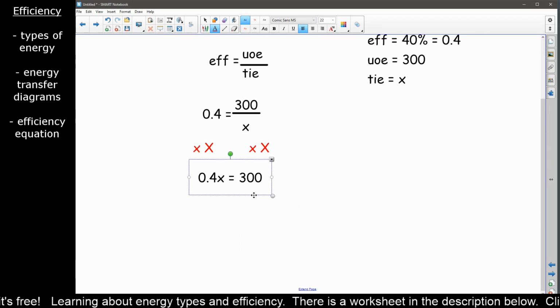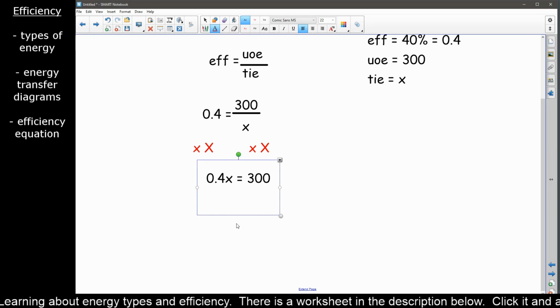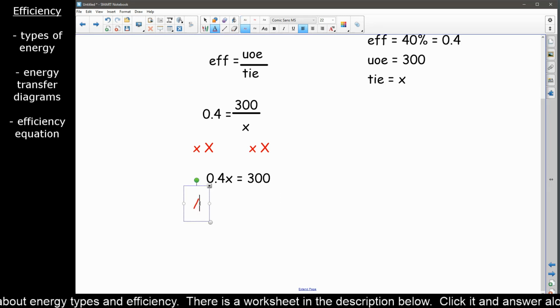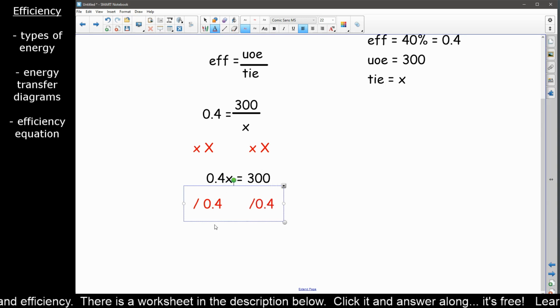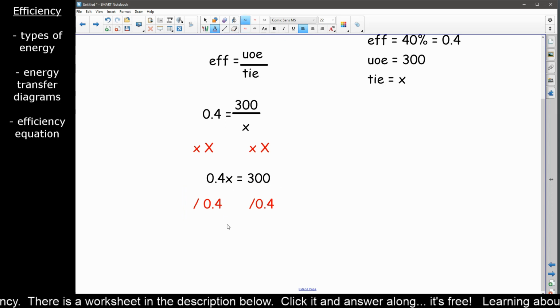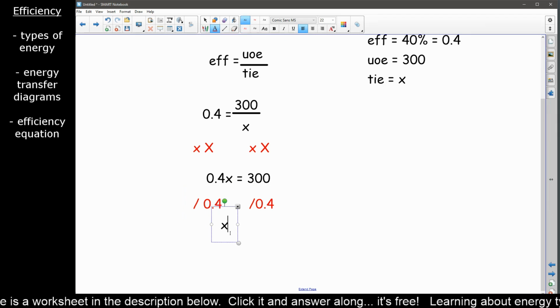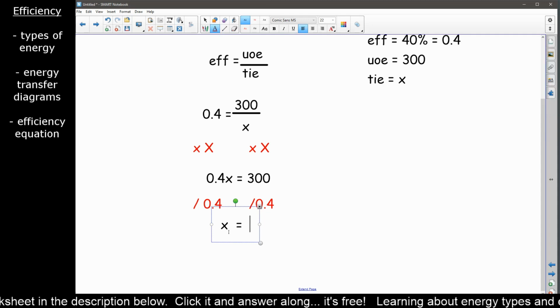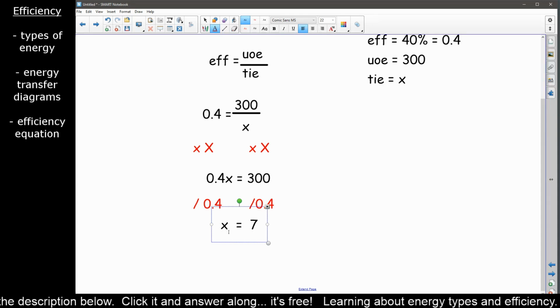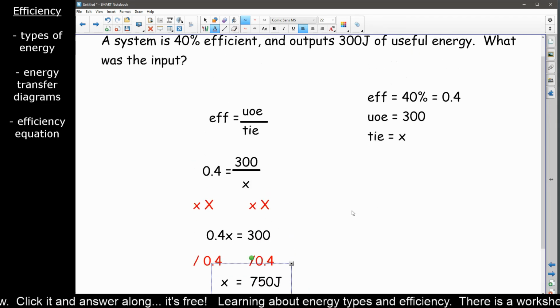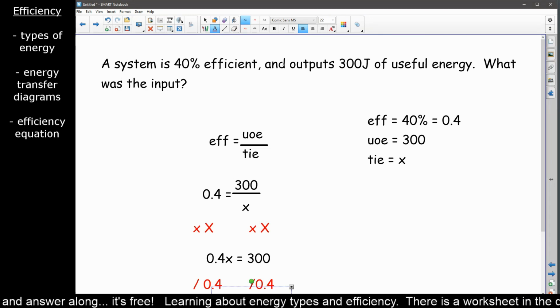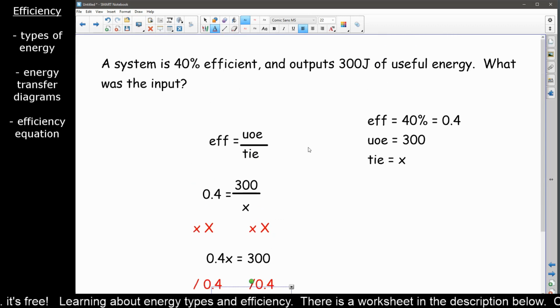But we don't want 0.4x, we want just x. So what we need to do here is divide both sides by 0.4, because 0.4 divided by 0.4 gives me 1. So that's 1x, or x, is equal to 300 divided by 0.4. You head back to your calculator and you get 750. So my answer here is 750 joules, and I can just check that's reasonable. A system is 40% efficient, it outputs 300 joules. What was the input? Well, the input's 750, that's bigger than the output. That's a good clue that you're on the right track.